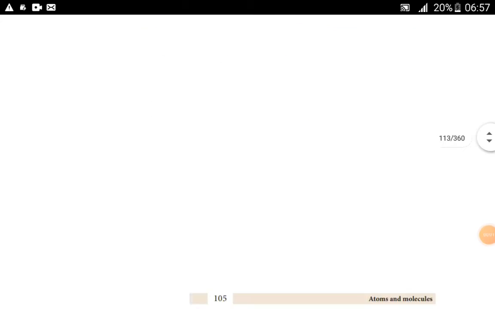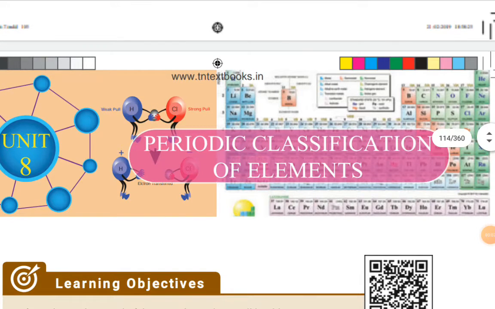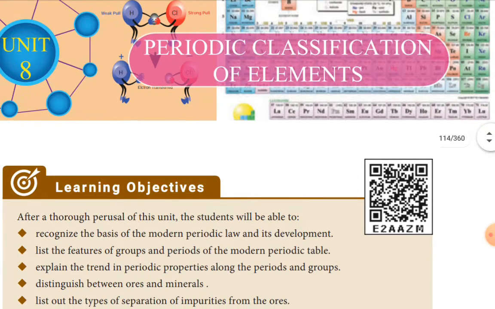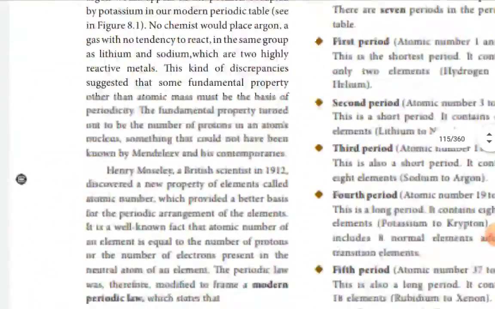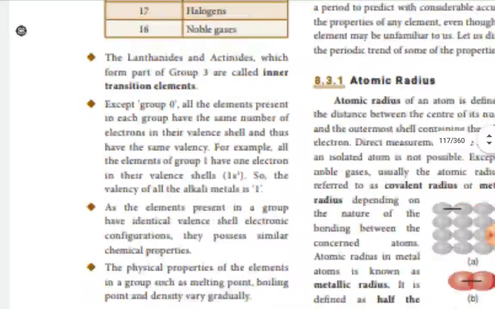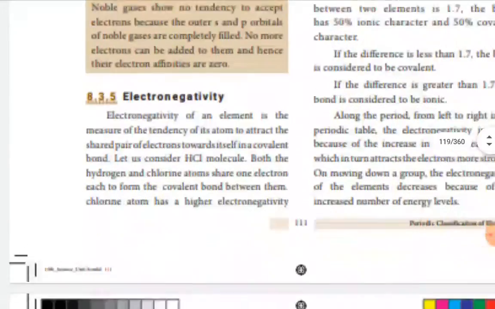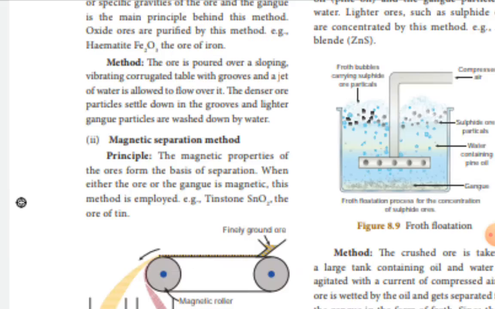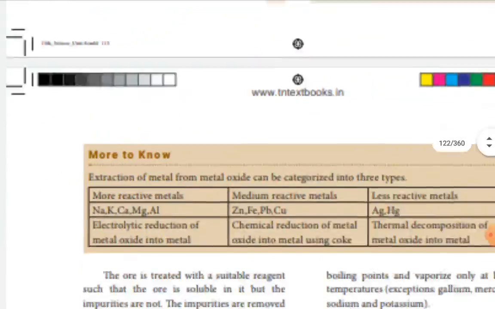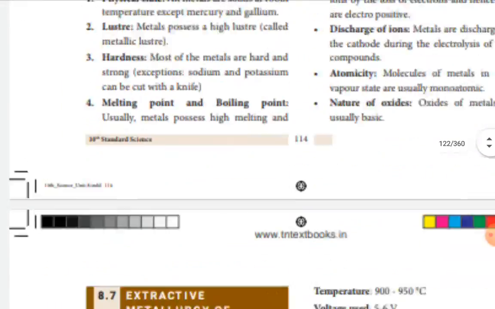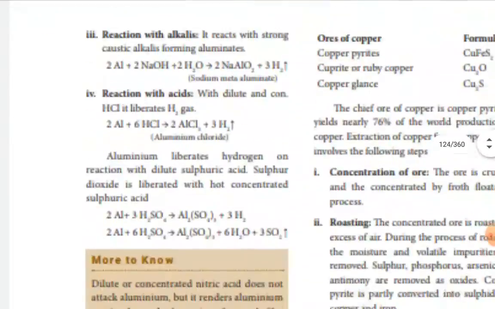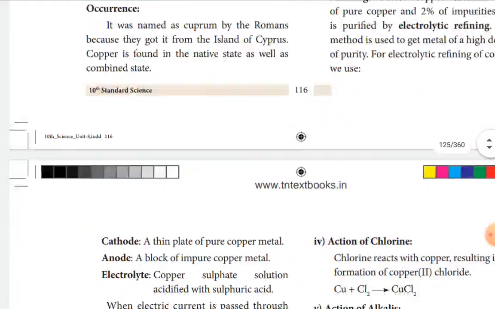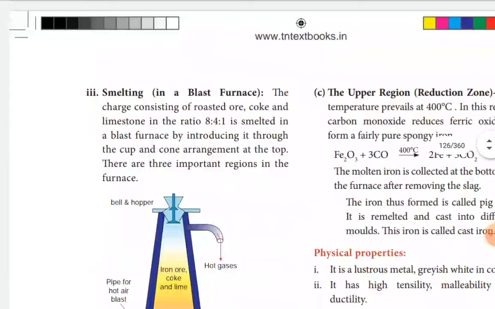Yes, my dear students of 10th standard, already we have discussed choose the best answer from Unit 8 periodic classification of elements. Now we are going to revise the short answers. There are few short answers given in the textbook evaluation. Also, there are so many questions inside the book. So you have to revise and get ready for the next test.